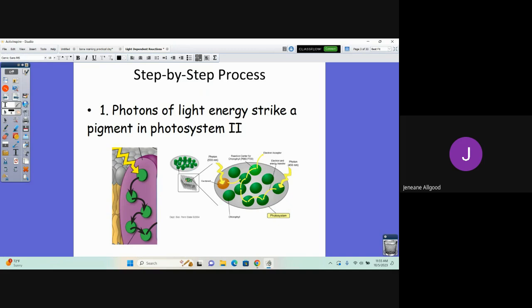So when the photon of light strikes one of these pigments, it's going to absorb whatever wavelengths of light it can, but there might be other pigments around that can absorb different wavelengths of light. So that's why we're going to pass that energy on from pigment to pigment to pigment until it gets to the center of the photosystem, which we alluded to yesterday that's called the reaction center.